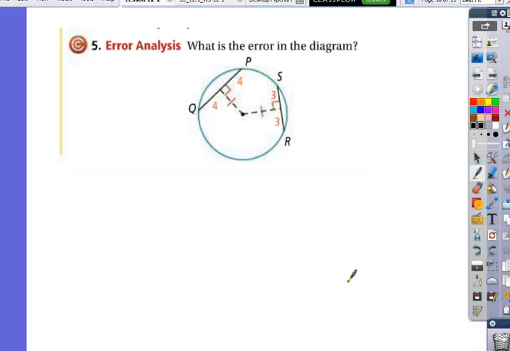Yes, the chords are not congruent. Right. Since 8 and 6 are different, this can't be true. So either these numbers are wrong, or the two distances are not the same. So that's the error.